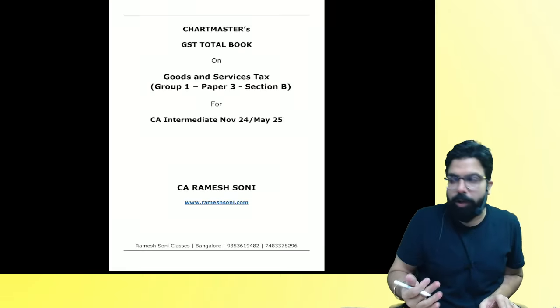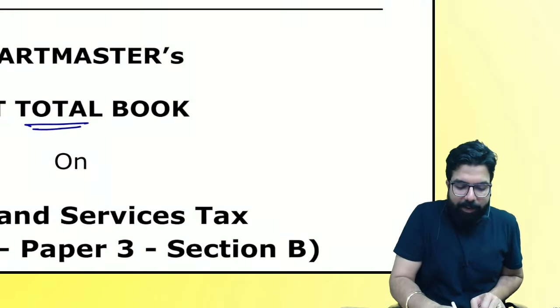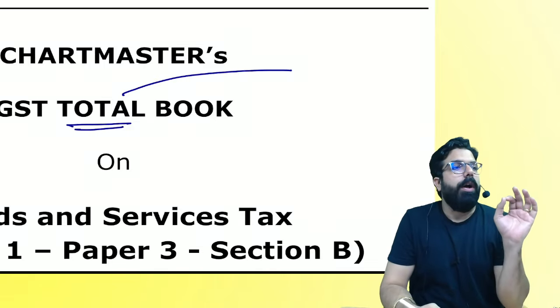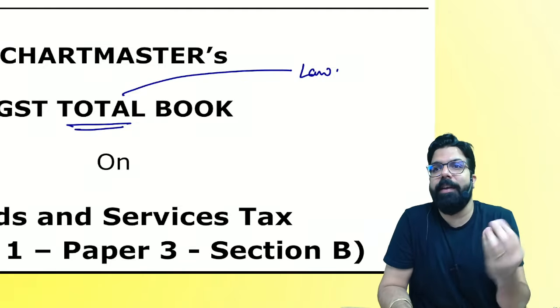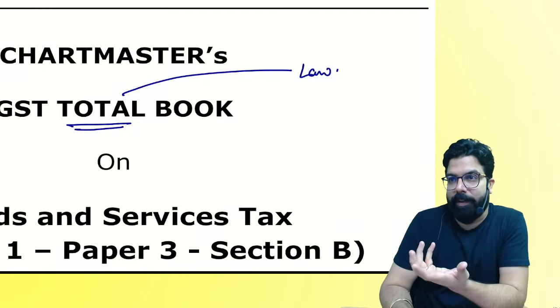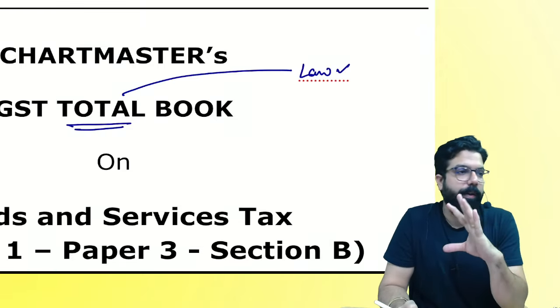This is the GST total book which is there. Sir, why do you call it the GST total book? Total means it's a complete book wherein we have the law. The law is also there. But GST is a law, right, everyone? Like how direct tax is a law, GST is also a law. So we have the law also in this book.